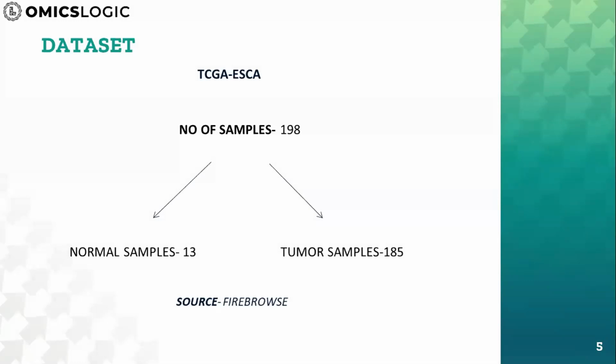Before describing my hypothesis, I'll describe my data set. For this particular project, I'm using data from the patient cohort TCGA, The Cancer Genome Atlas, their esophageal carcinoma dataset. This dataset consists of 198 samples, of which 185 are tumor samples and the rest are normal samples. Here I would like to highlight that these normal samples are nothing but the tissue adjacent to the tumors, and I've retrieved them from the TCGA database Firebrowse.